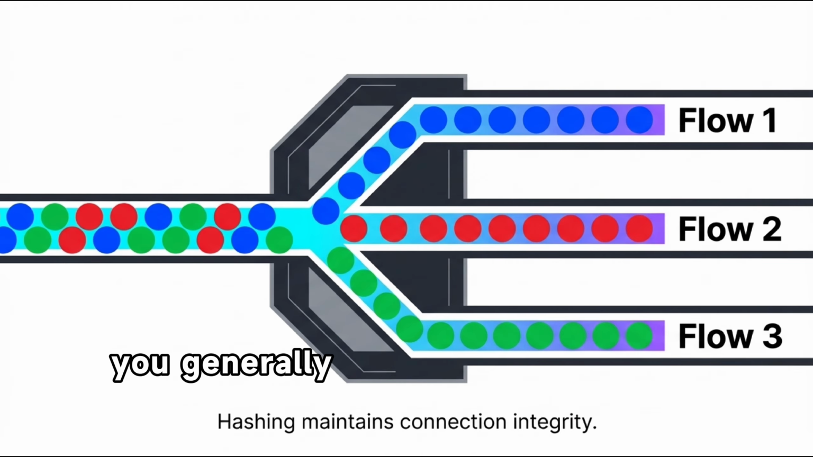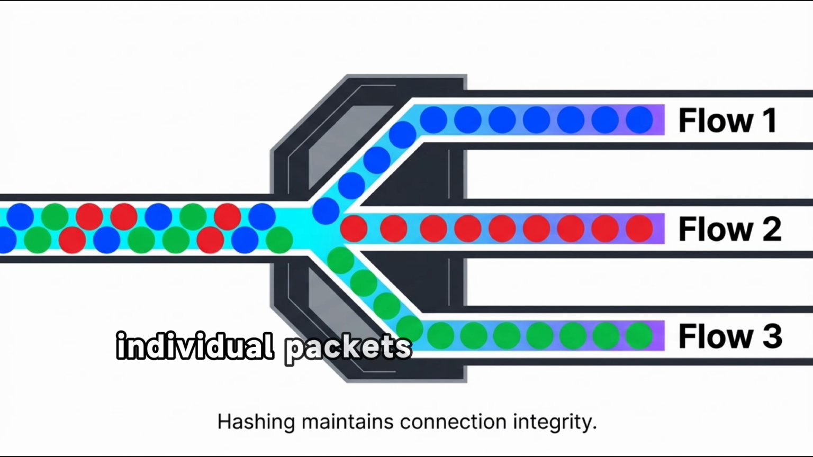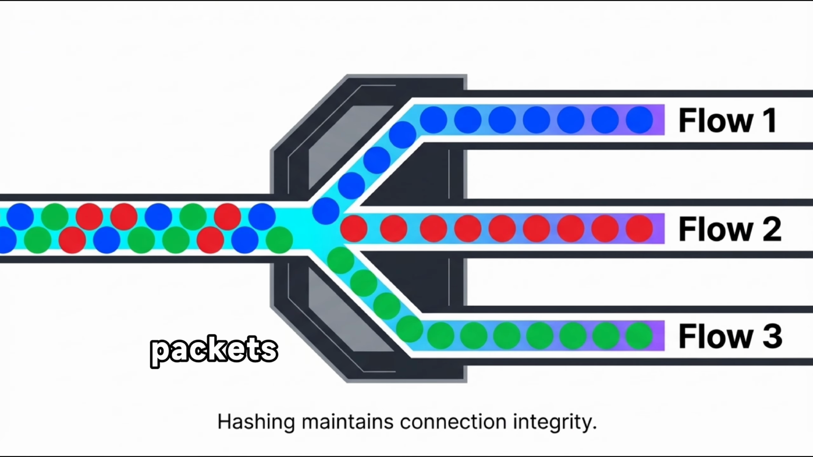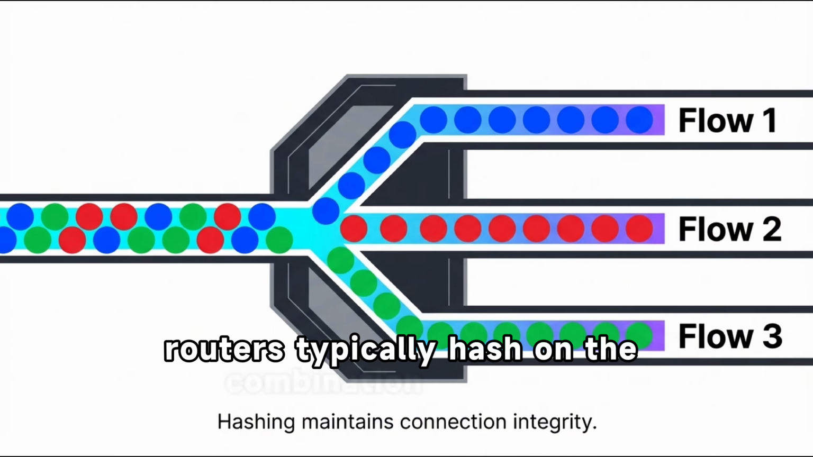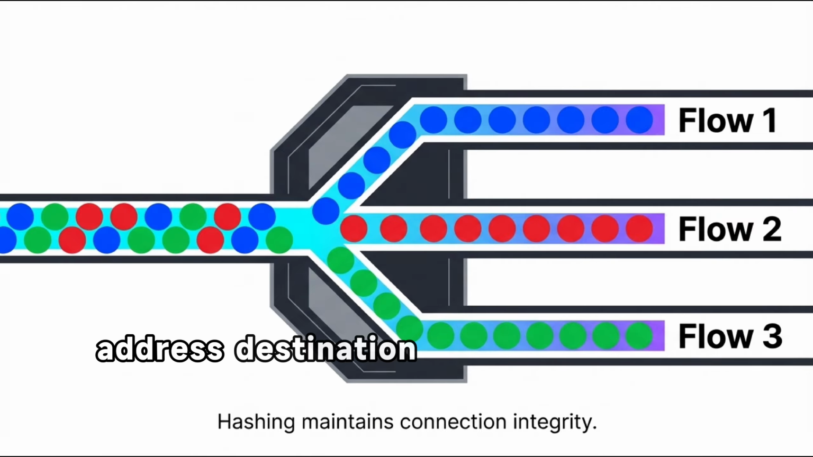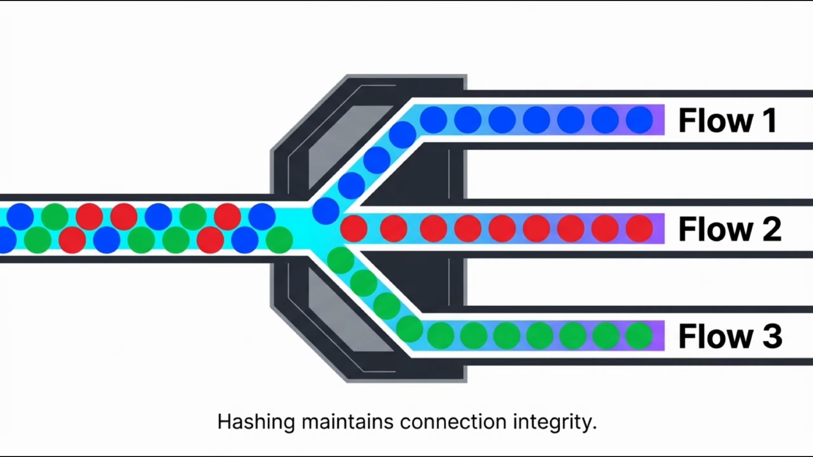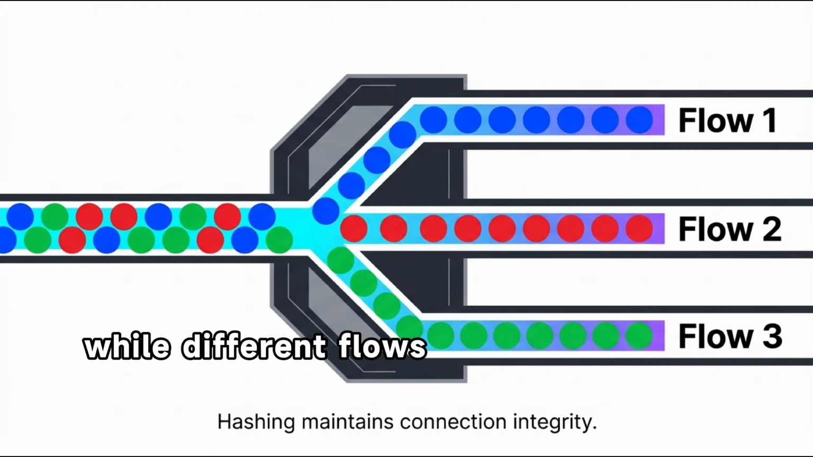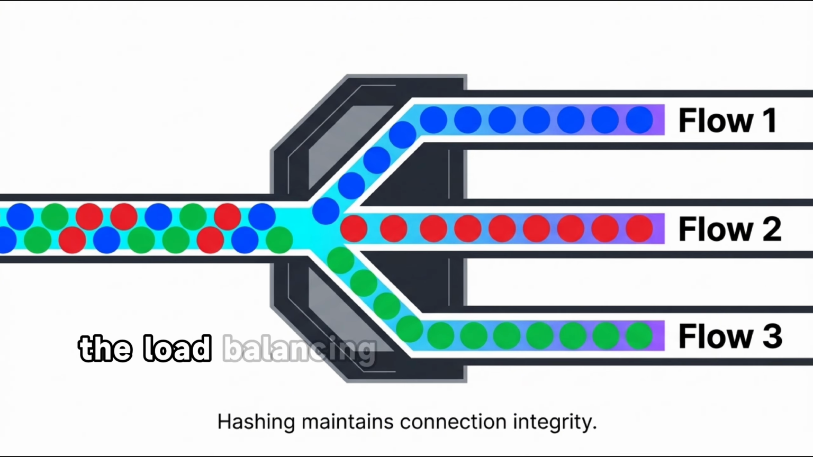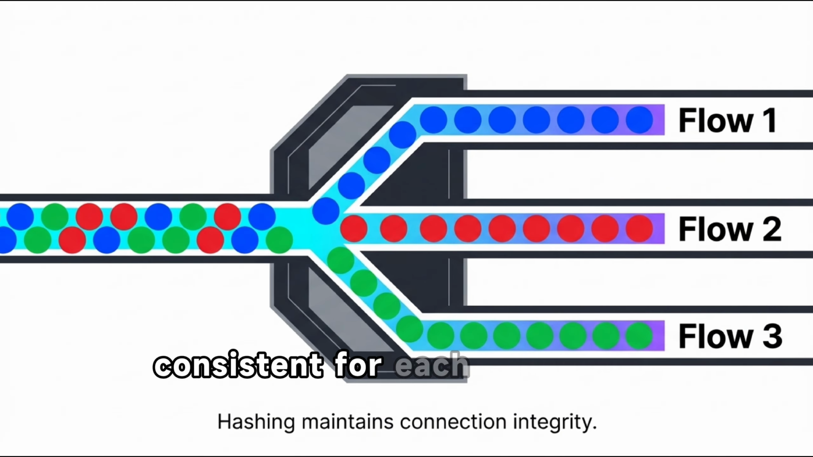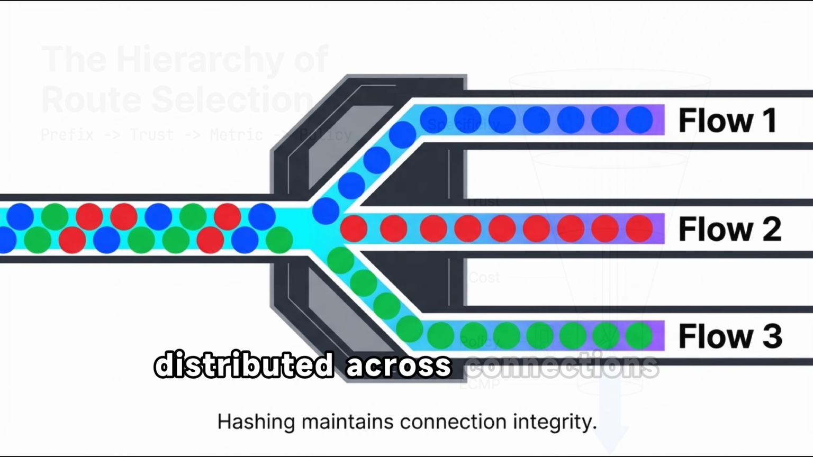The practical detail of how packets are distributed across ECMP paths matters more than it might seem. You generally can't just round-robin individual packets across different paths. Packets belonging to the same connection might arrive out of order if they take different routes, which breaks TCP badly. Instead, routers typically hash on the combination of source address, destination address, and port number, so all packets belonging to the same flow take the same path, while different flows are spread across different paths. The load balancing operates at the flow level, not the packet level. Consistent for each connection, distributed across connections.